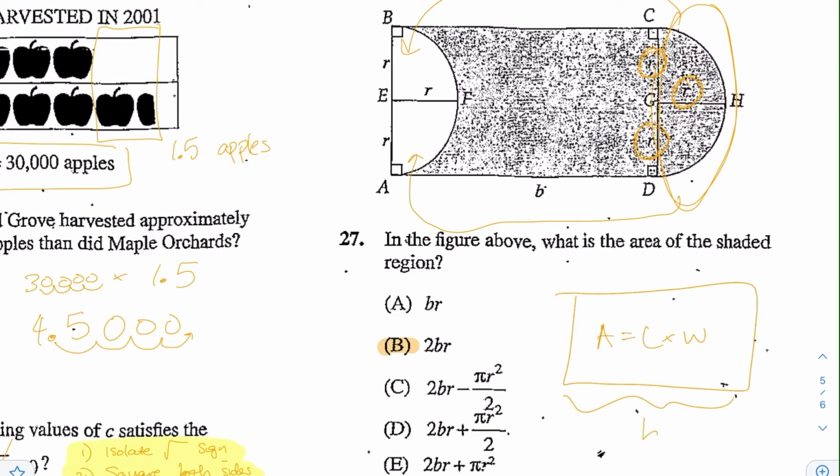So the base is equal to B. You have to do R plus R, or 2R. So the area is just going to be 2RB, or choice B, 2BR. So here, because the shaded piece you could just cut out and replace, it becomes just a very easy rectangle.